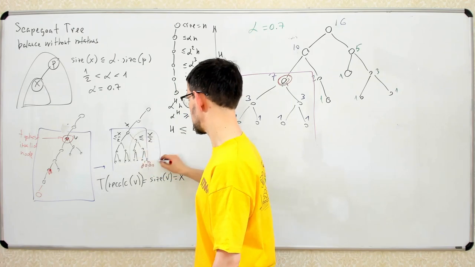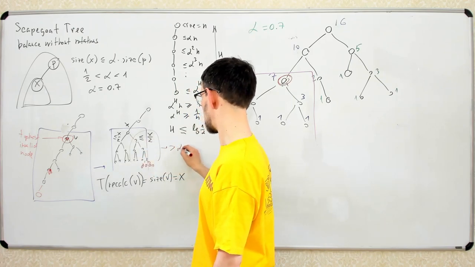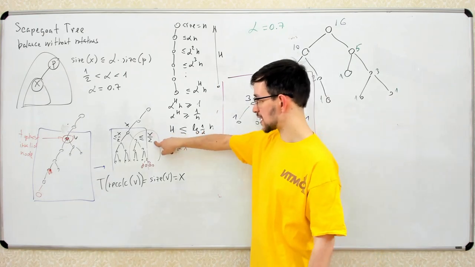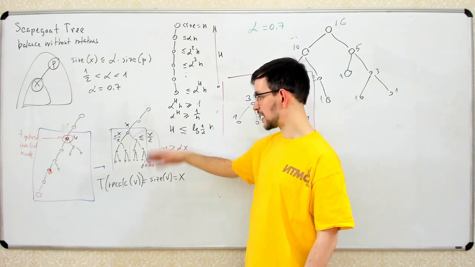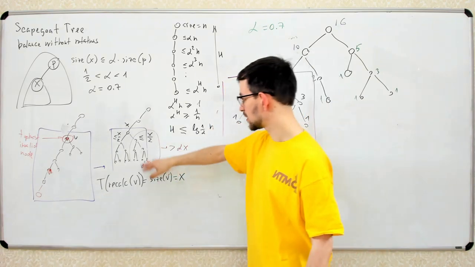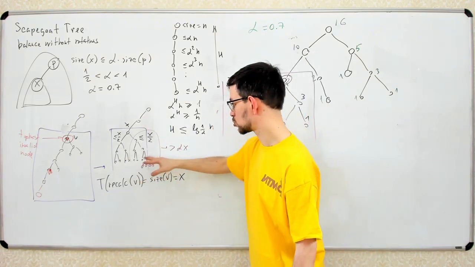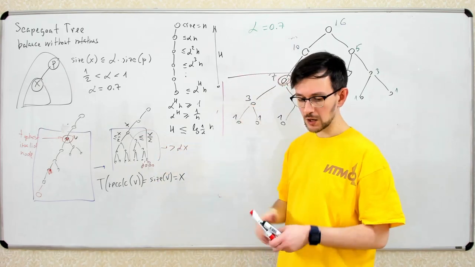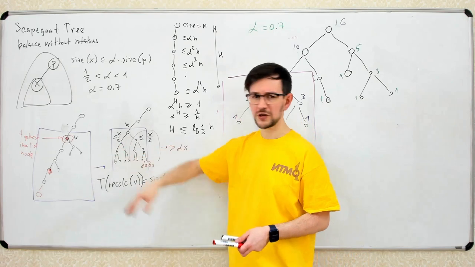So the size of the tree became more than alpha x, right? So now the size is x over 2. And then to make this node invalid again, we need to add some elements here, so the size of this tree will be more than alpha x. Or you need to remove some elements from here, same way.